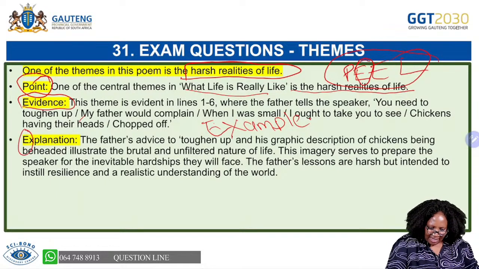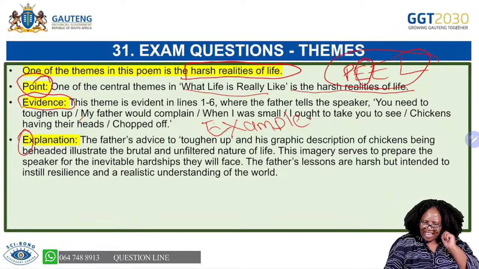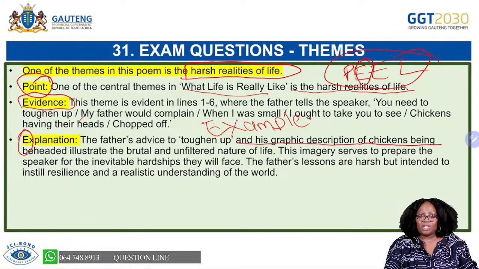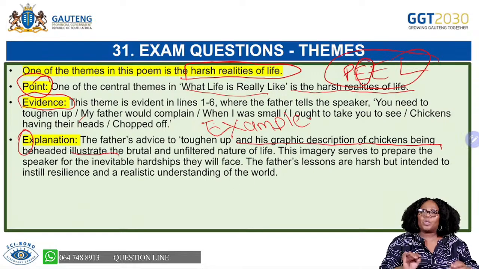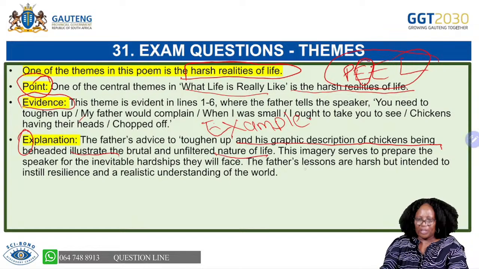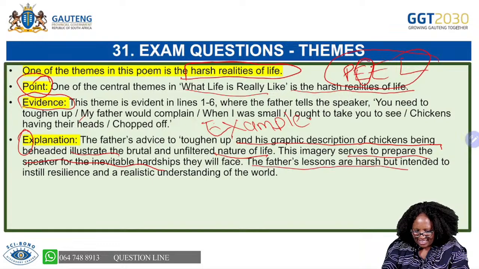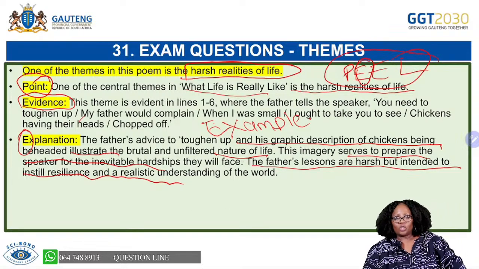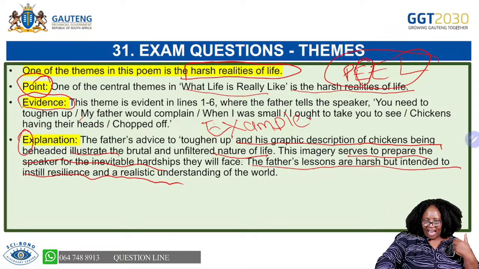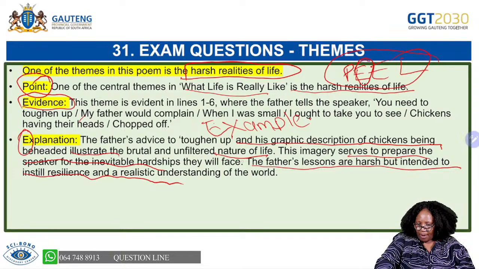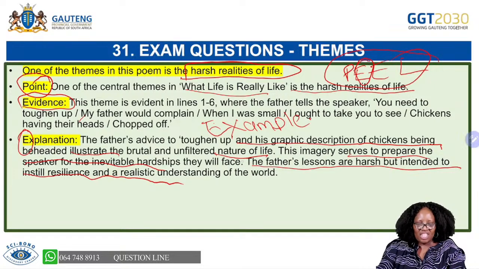Then the second E is the explanation. The father's advice to toughen up and his graphic description of chickens being beheaded illustrate the brutal and unfiltered nature of life. This imagery serves to prepare the speaker for the inevitable hardships they will face. The father's lessons are harsh, but intended to instill resilience and a realistic understanding of the world. You can give us examples of situations where the child was called up to see the harsh realities of life, like seeing the chickens being beheaded, or using the needle and thread on the pigeon, stitching it back to life.